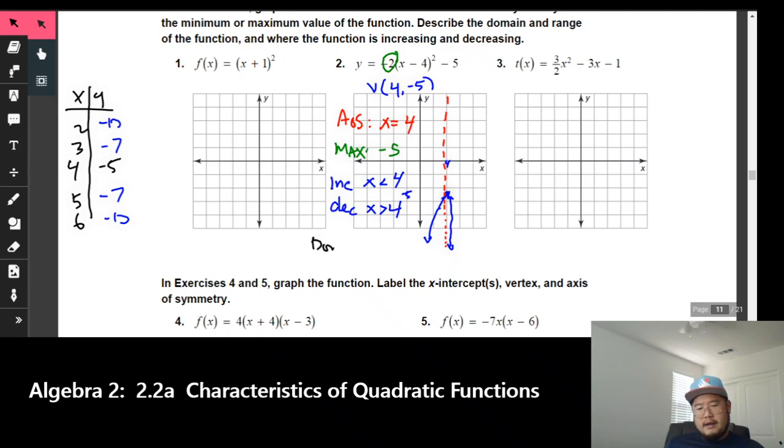Lastly, domain. We have all real. Our range is going to be our highest value of y, which is our max. And our range is going to be when y is less than or equal to -5. Because at -5, remember, it's part of the function, it's part of the range, and it's going to go everywhere that is below that, and also at that point.